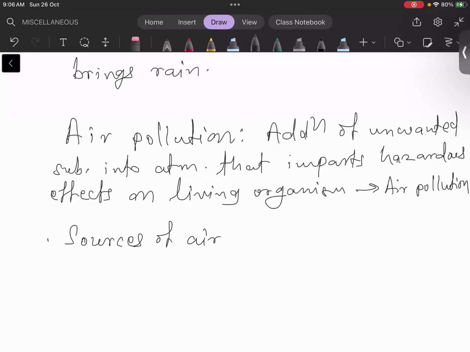Sources of air pollution. There are two kinds of sources. First, natural sources, and second, man-made or artificial sources. First one is natural sources. Natural sources means sources that originate from nature. They are called what? Natural sources.